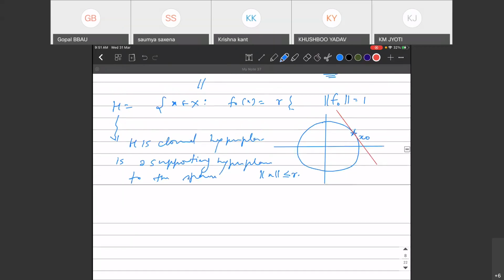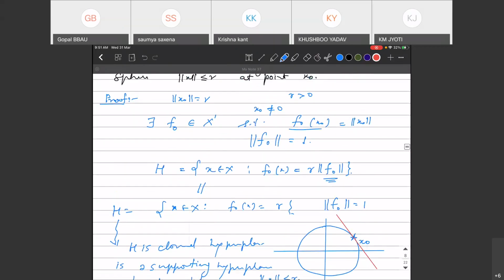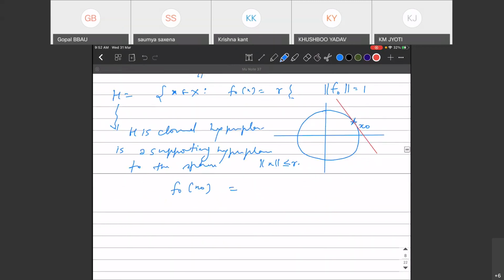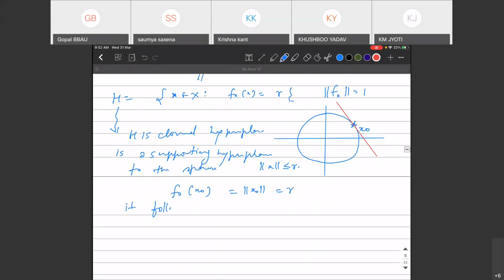And one more thing, since we have f naught x naught equal to norm x naught, and this is R, it follows that this hyperplane H passes through the point x naught. Okay, so this is an exercise in your textbook.